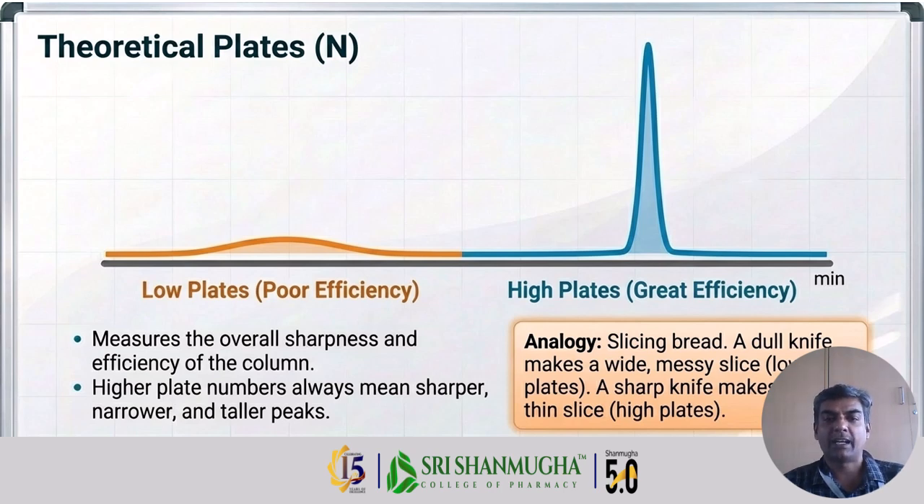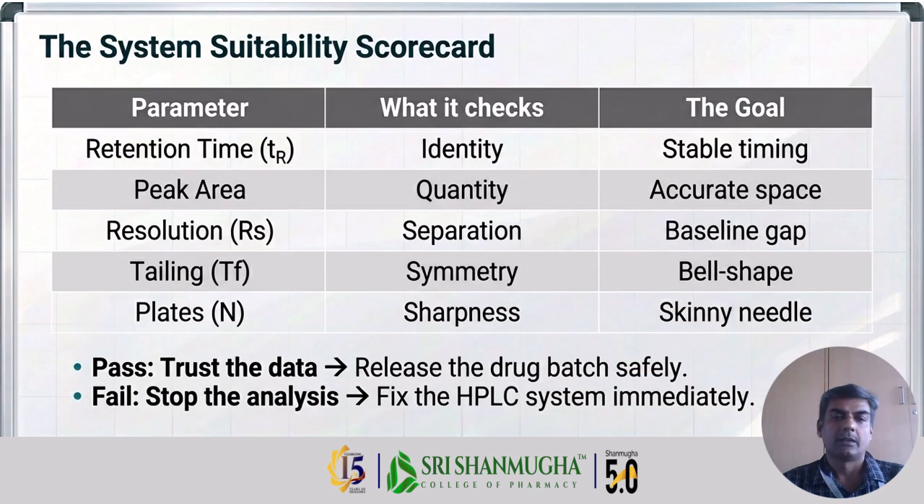So now we have understood all the key parameters. Let's quickly summarize everything together. In this system suitability scorecard, you can see all the parameters as a summary. So here is a quick summary of all the parameters. Retention time checks identity. We want stable timing. Peak area checks quantity. We want accurate measurement. Resolution checks the separation. Tailing factor checks the symmetry. And theoretical plates check the sharpness.